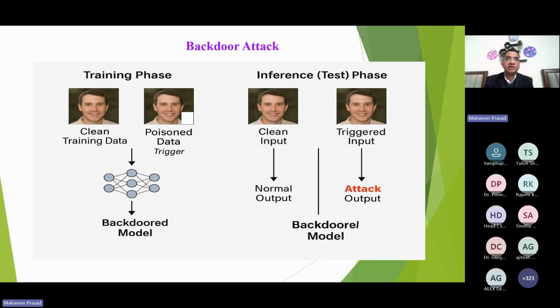You can see a small example here. At the training phase, you can train the model with clean data as well as poisoned data. On the right side, when you get clean data, you get normal output. But when the triggered input comes, the model behaves differently.